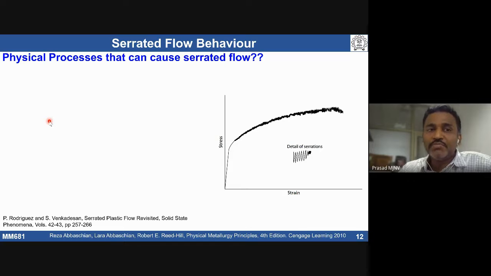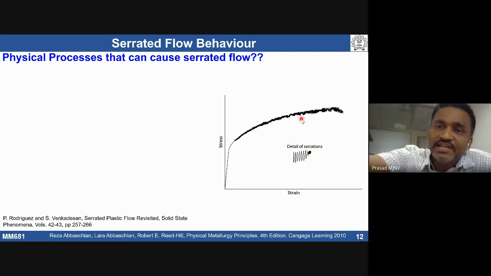And the most important thing, serrated flow behavior. The dynamic strain aging phenomenon can also be seen as the presence of serrations in a stress strain curve. The material can show serrations in a stress strain curve. If I zoom in, we may see this kind of serrations. This is one of the manifestations of dynamic strain aging.